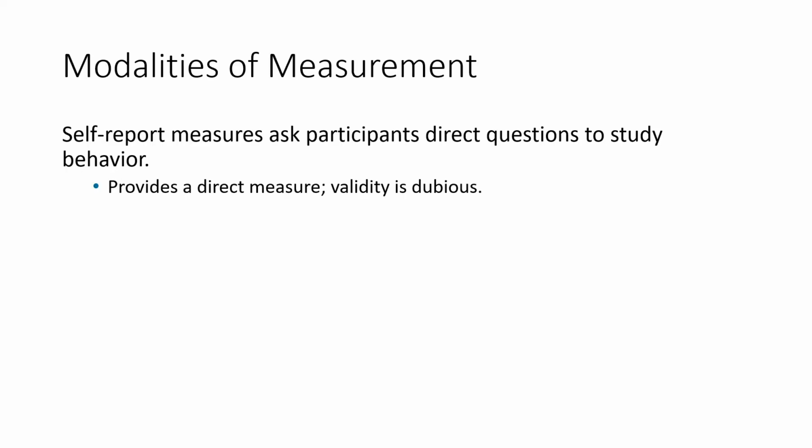Okay, let's look at modalities of measurement, the types of measurement that we can do. We can do self-report measures where you ask participants direct questions to study behavior. This provides a direct measure. However, validity is dubious. We will talk about validity later. But self-report measures, this is what we'll be doing for our study in here because we're just going to do a self-report survey.